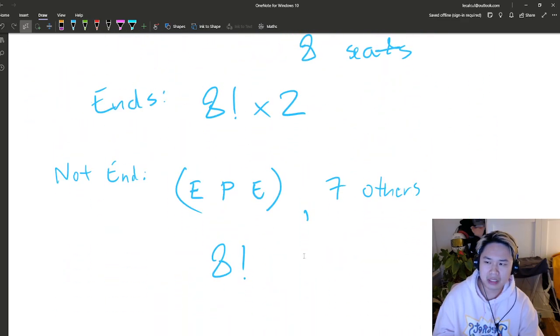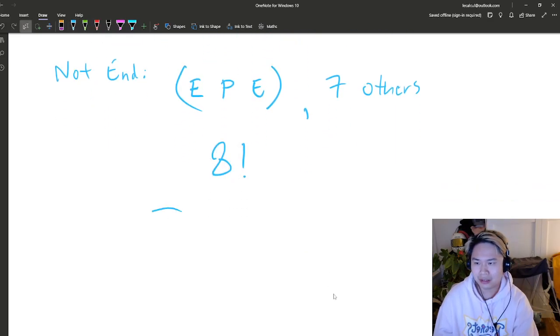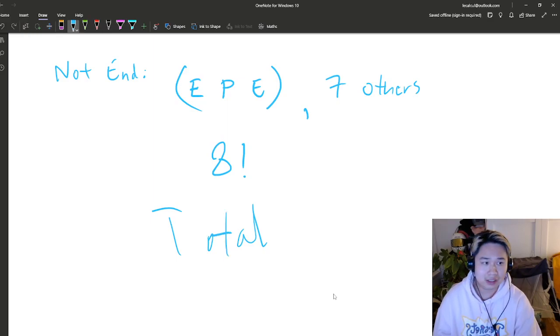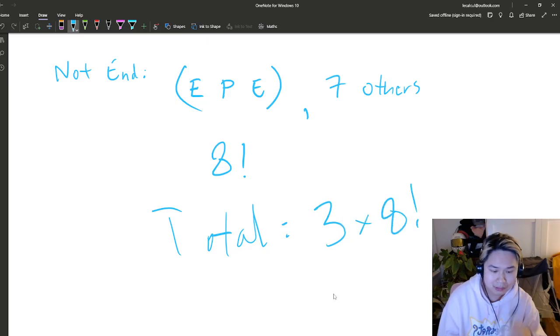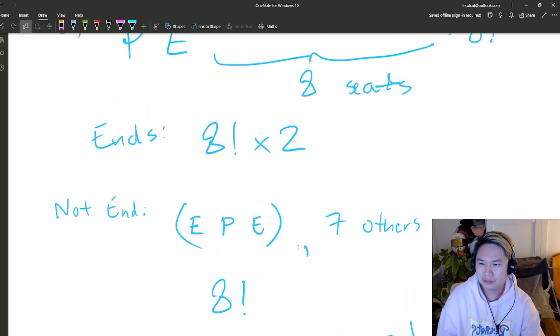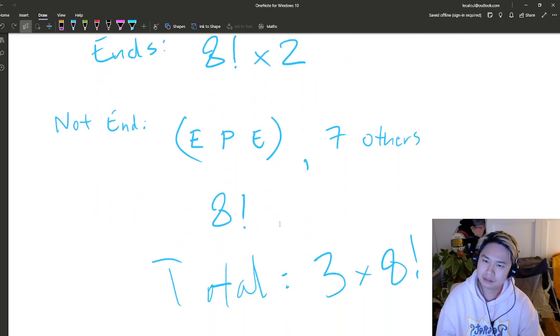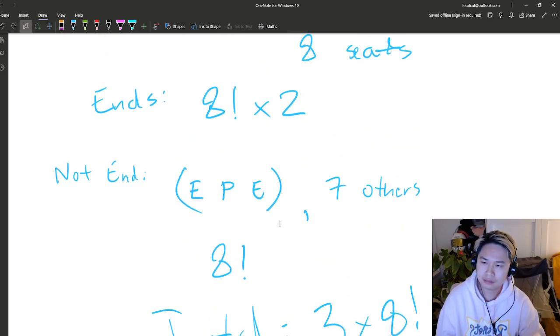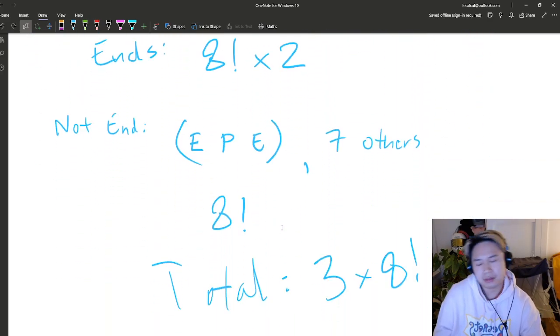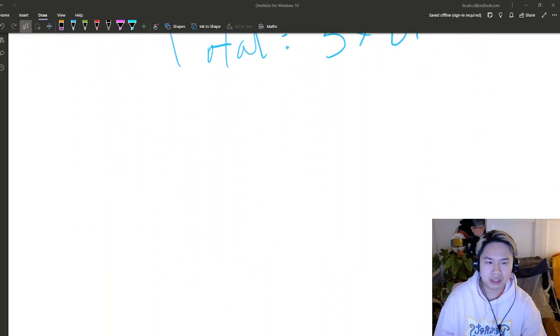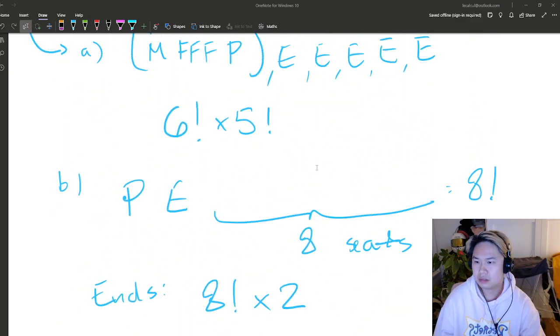Okay. And then you just add these 2 together. So if you have 2 times 8 factorial and you're adding another 8 factorial, then your total is, I mean, this is not how you would write it, but that means that you have 3 8 factorials. Yeah, this seems about right. Okay. Tricky, but not too bad.